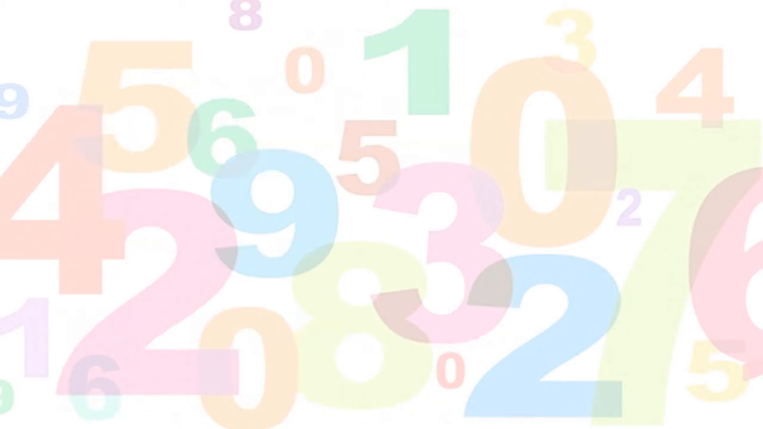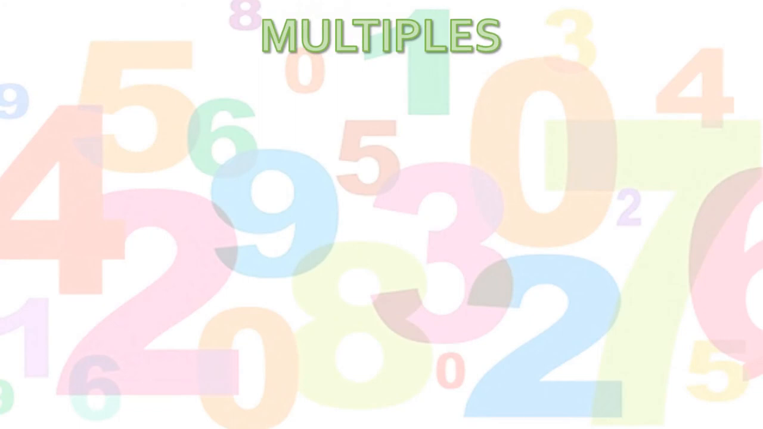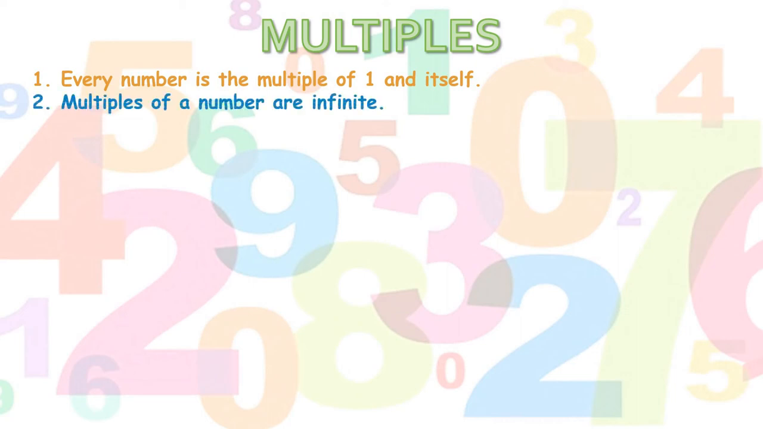Next, multiples. Now what are multiples? Multiples are the numbers which are obtained by multiplying any natural number to the given number. Okay, any natural number to the given number. So we can notice some things for multiples as well, that every number is a multiple of 1 and itself. Multiples of a number are infinite because, as you know, there are infinite natural numbers. So we cannot know how many multiples a number can have.